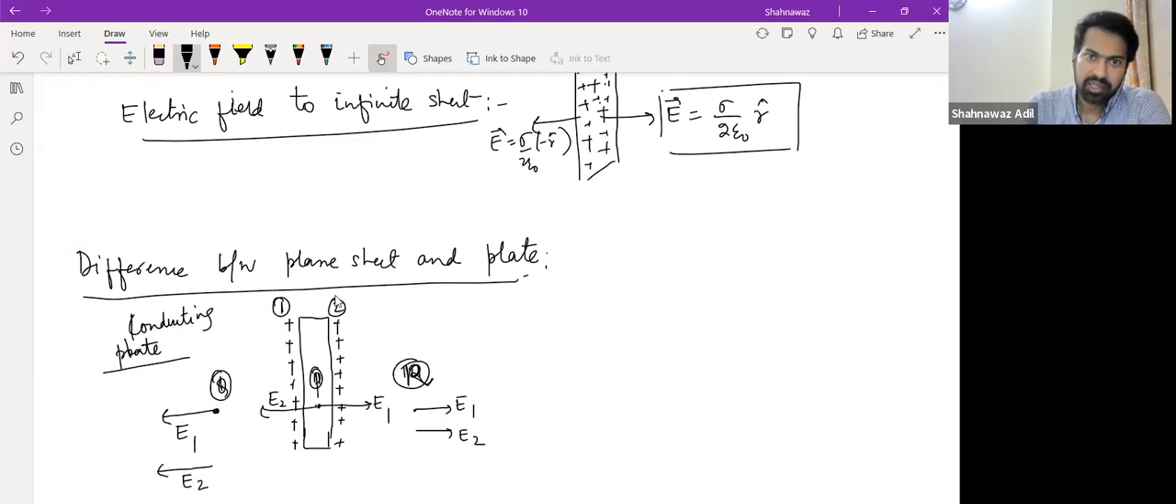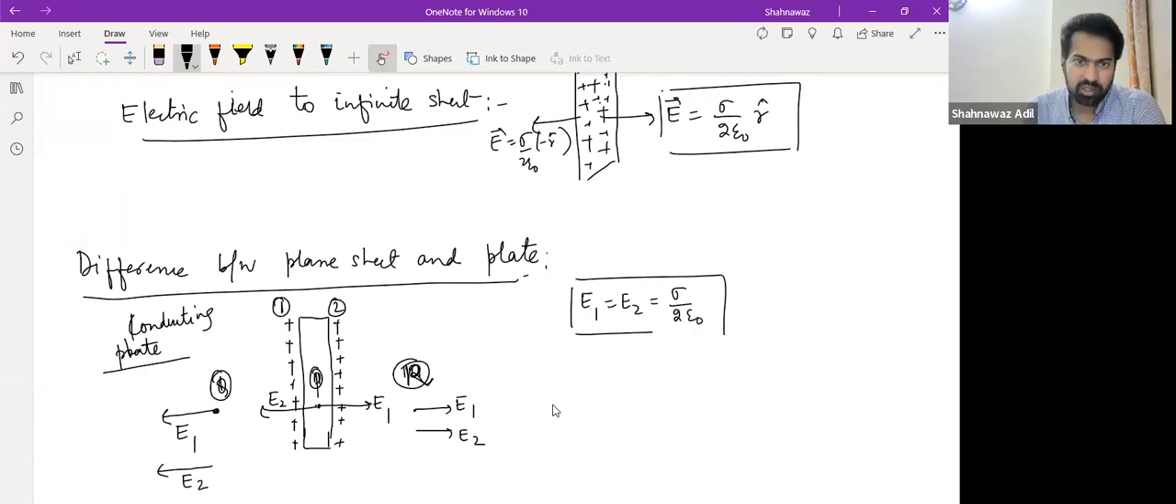And on the inside, this distribution is the same. So E1 equals E2, right? Which is sigma by 2 epsilon naught. Understood, guys? So the electric field at P would be E2 minus E1, which would be 0, right?